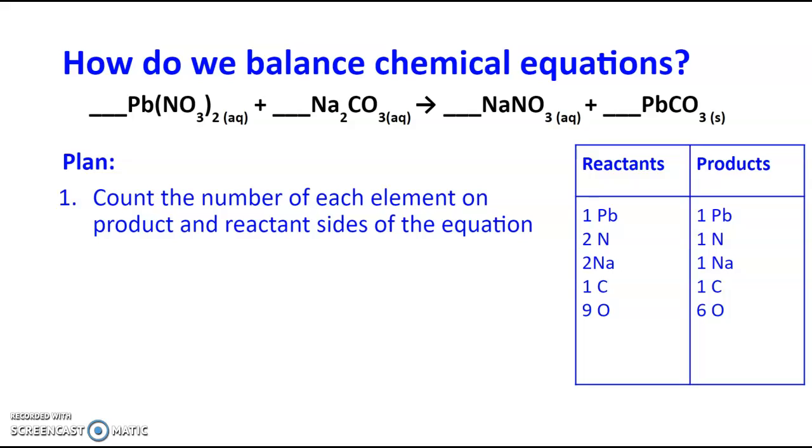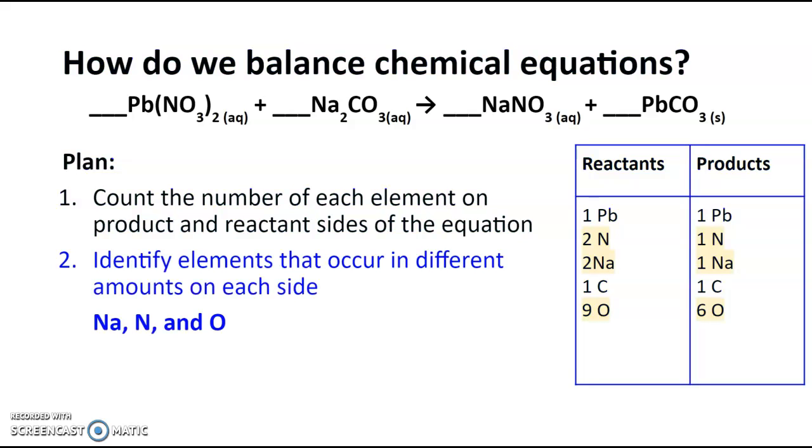So like, obviously that doesn't add up. Like, we just lost 3 oxygen atoms. How irresponsible. So we have to come up with a way for us to account for that. So the second thing we do is identify the elements that occur in different amounts on both sides. So I highlighted them in yellow for you. So we need to address the fact that we didn't get enough nitrogen out, we didn't get enough sodium out, and we didn't get all of our oxygens back out.